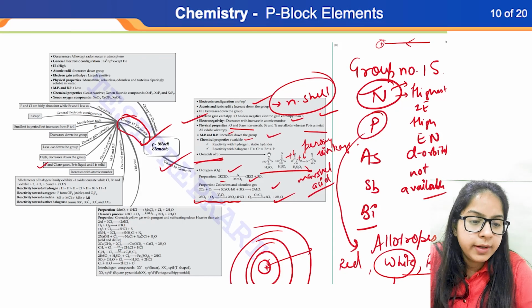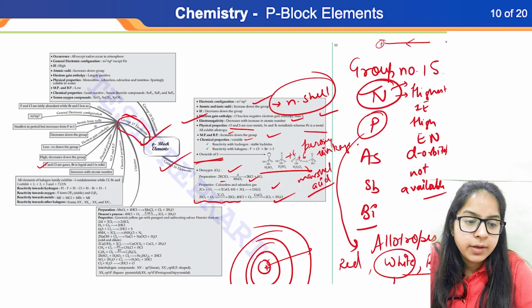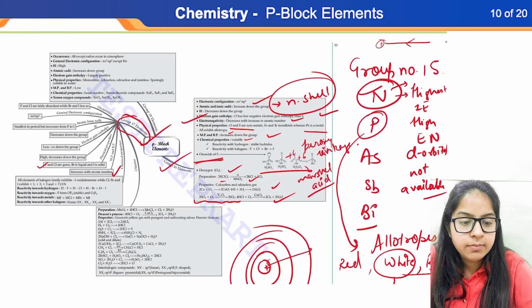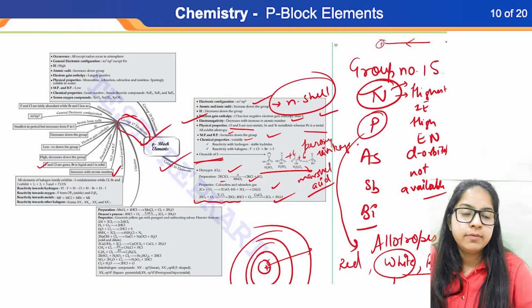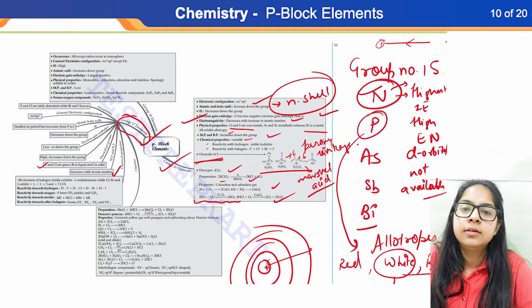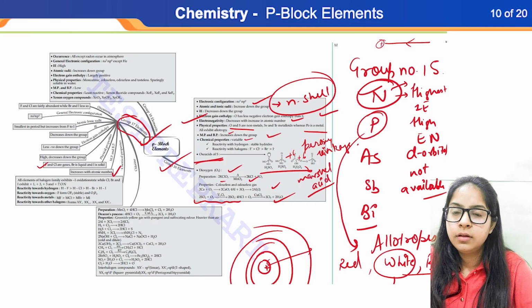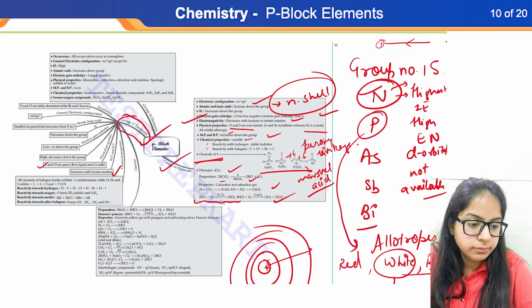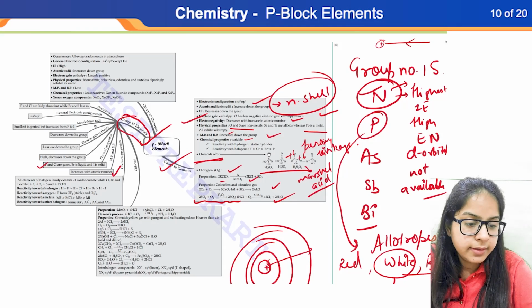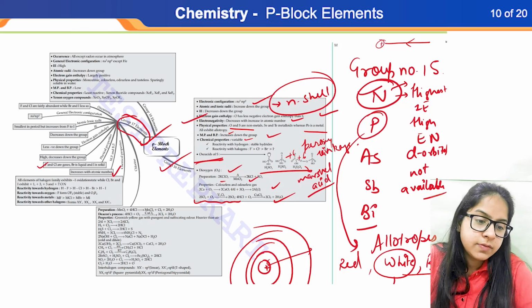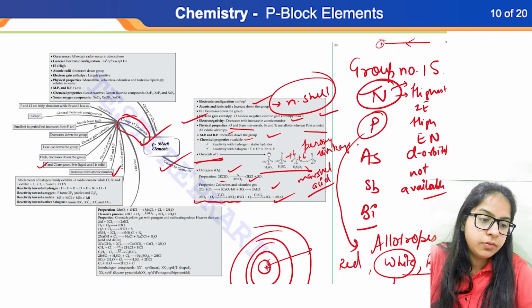Now the melting point and boiling point increase with the increase in atomic number. The increase in melting point depends upon the increase in van der Waals radius, and van der Waals interaction is going to increase with the increase in molecular mass. If the molecular mass increases, then the interaction increases due to van der Waals forces. That's why melting and boiling points increase down the group.